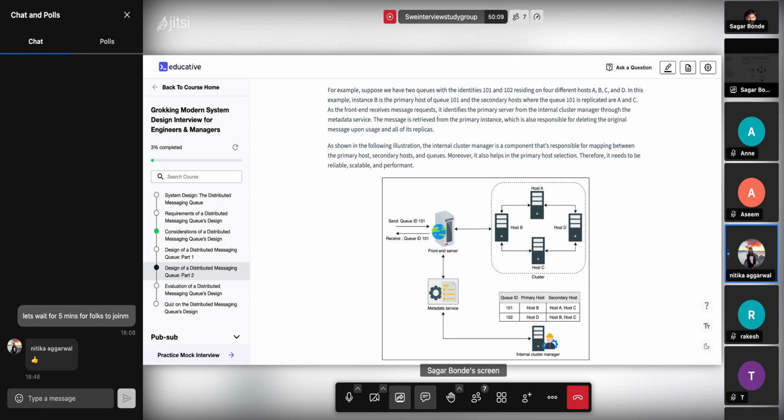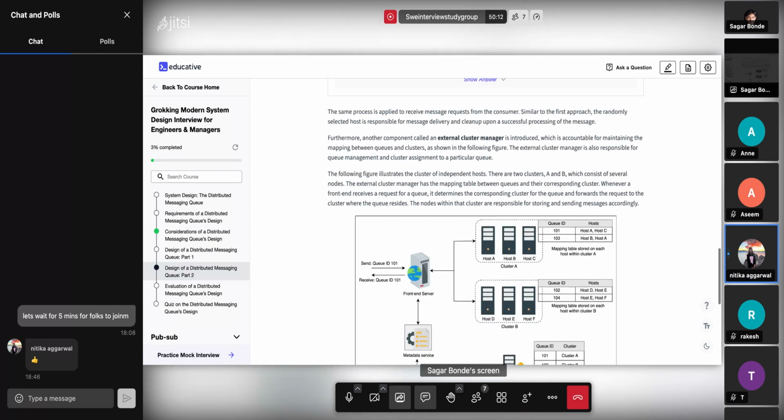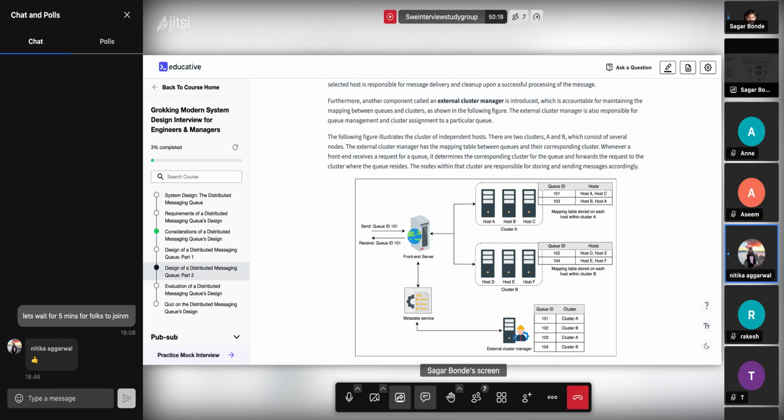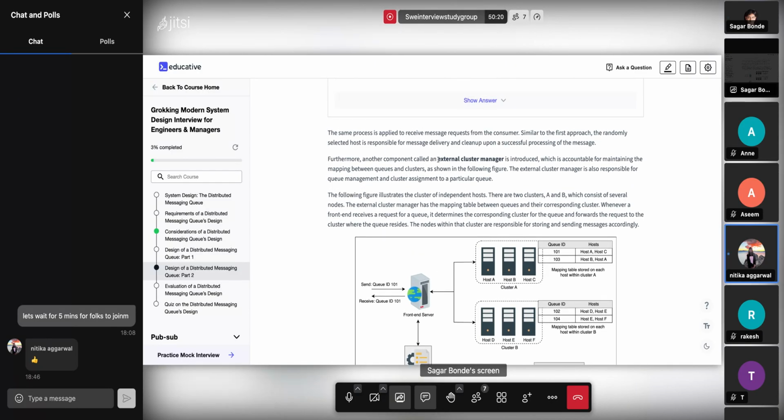In this case, there is no concept of primary or secondary or master-slave. Every host is an independent entity. There is just an external cluster manager, and every single host actually reports to the external cluster manager.